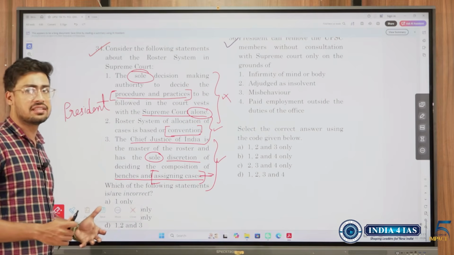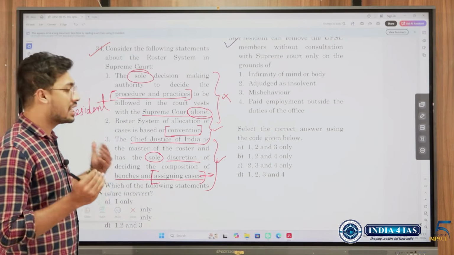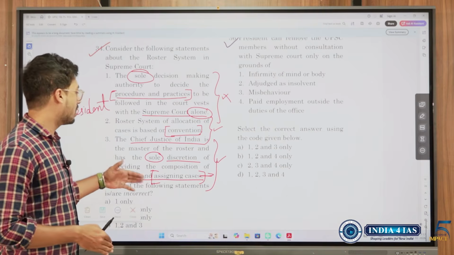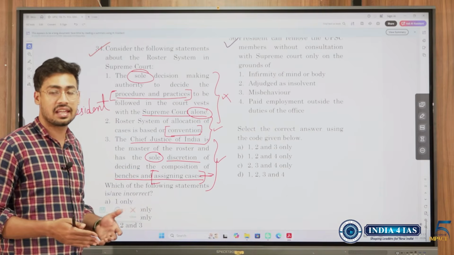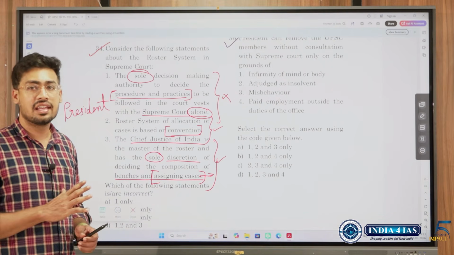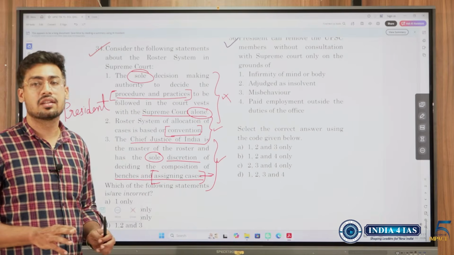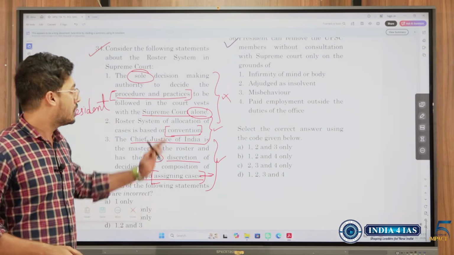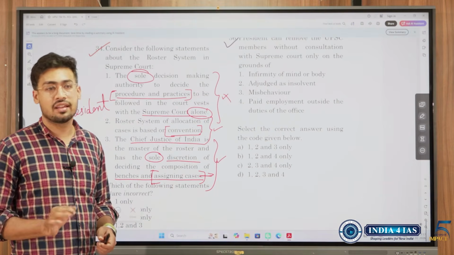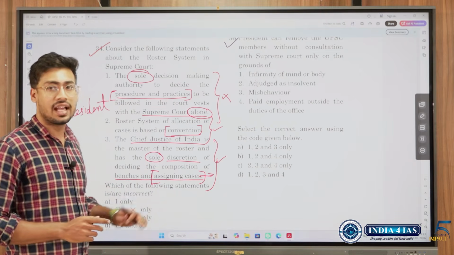See, I am telling these things just to ensure that in case you forget in the exam, or get confused whether procedure and practices is solely by CJI or whether assigning cases is solely by CJI, if you remember the way I explained, you can easily deduce it. But these things are explicitly mentioned in Lakshmikant. If you have a very good memory, then you can easily recall these statements. But in case memory fails, by understanding it this way you can easily come to the right answer.